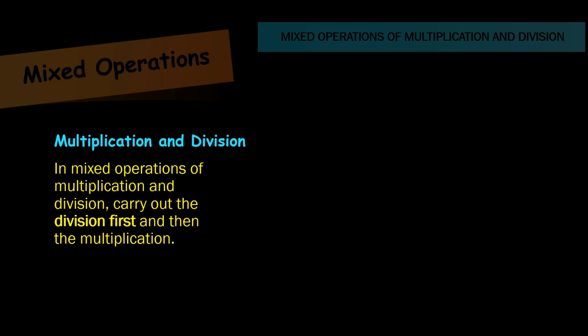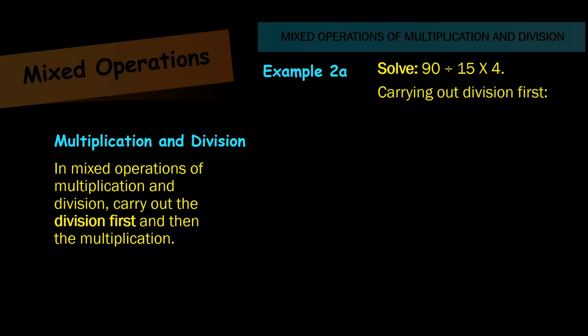In mixed operations of multiplication and division, carry out the division first and then the multiplication. Let's look at an example. Try solving 90 divided by 15 times 4. Carry out the division first.